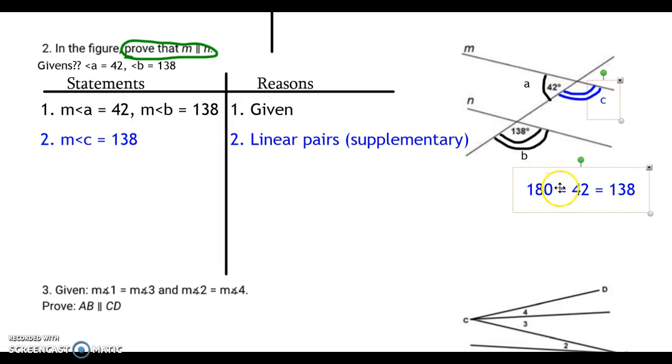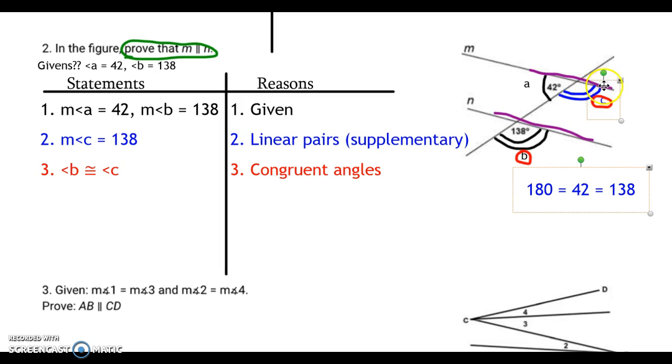I know that 180 minus 42 is equal to 138. Next, I identified angle C and angle B as being congruent because they both have that measure, 138. So angle B is congruent to angle C, congruent angles. They have the same measure. As a quick note, anytime two things have the same measurement, they're congruent to each other. So as soon as I say B has 138 degrees and C has 138 degrees, I can say that B and C are congruent because congruent means same measure.